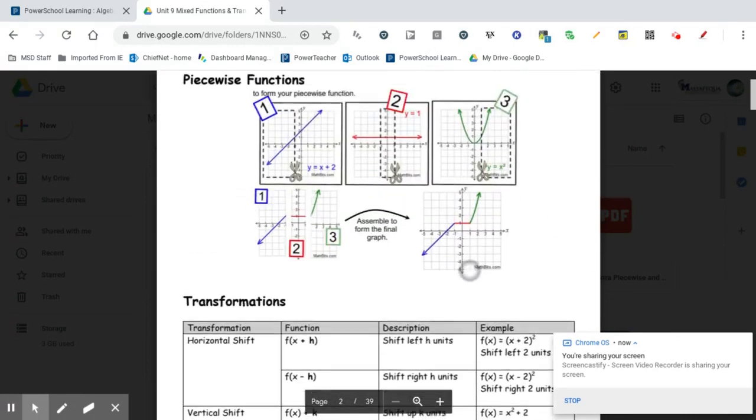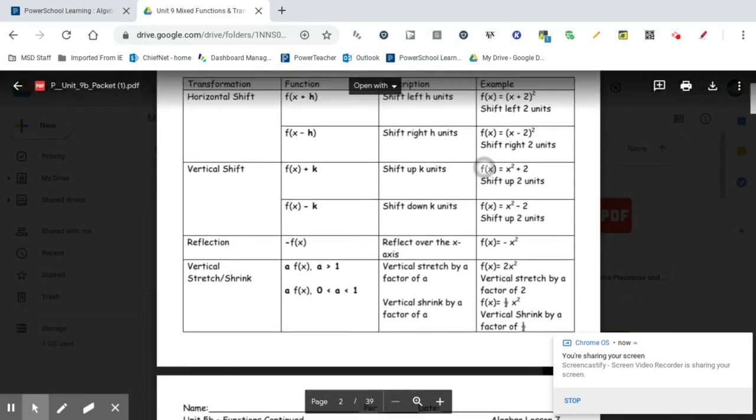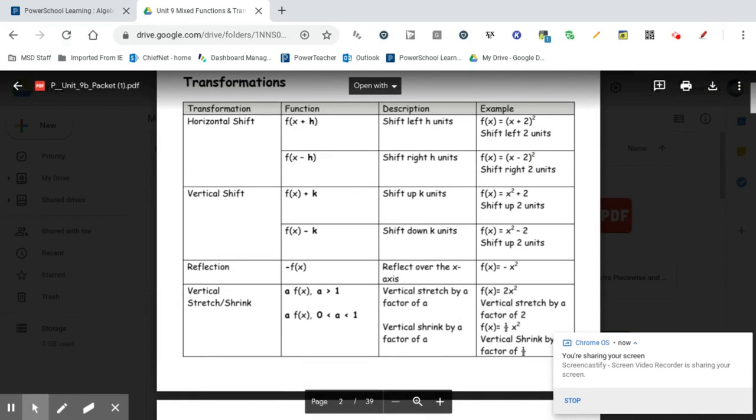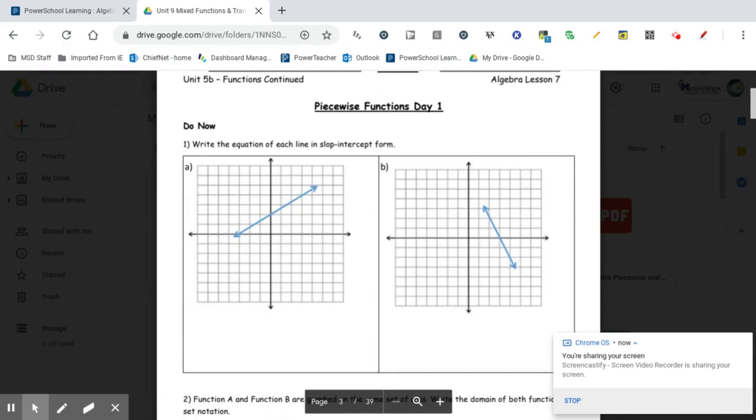You can scroll past page 2, which is just kind of an overview of piecewise, and then over here you can just see all the transformations that you've learned so far. And we'll go ahead and start with piecewise functions day 1.